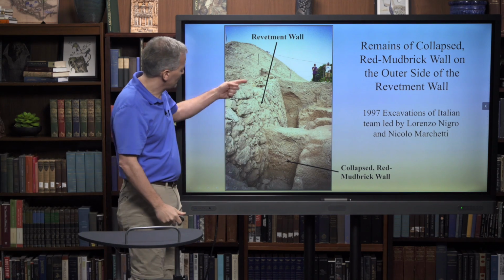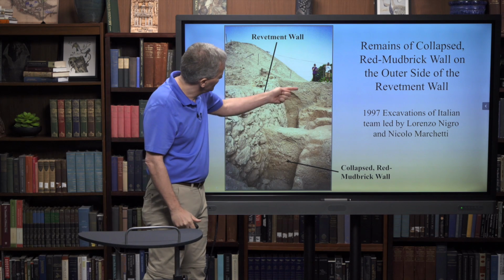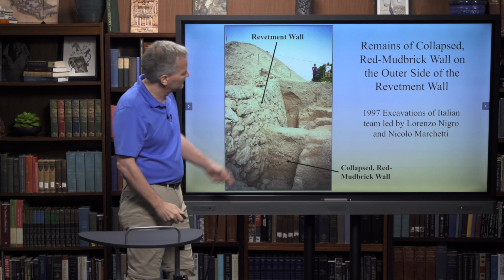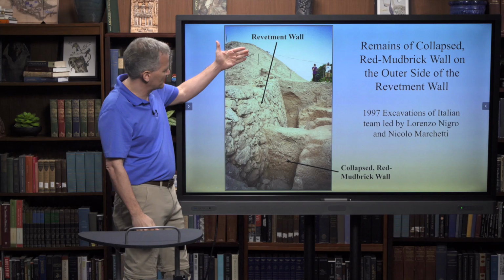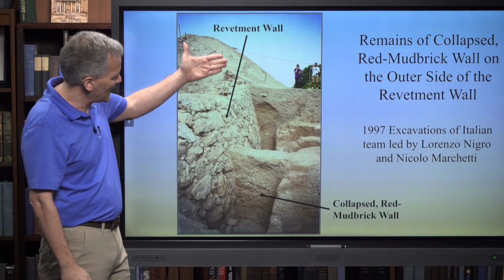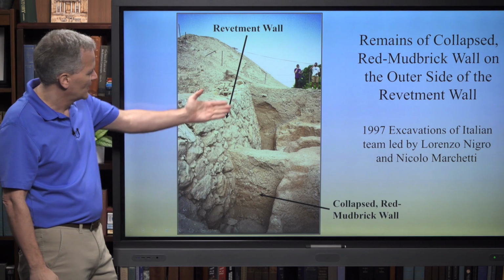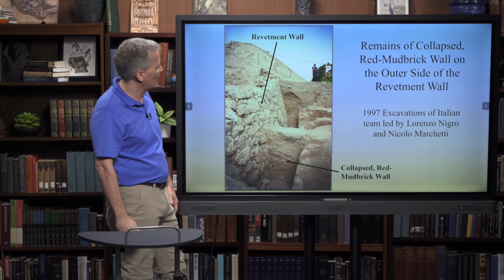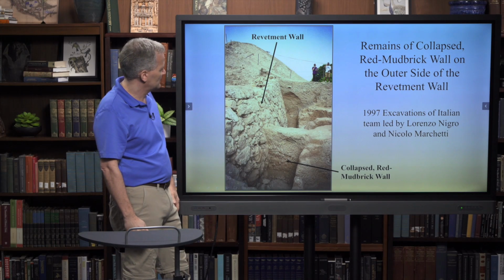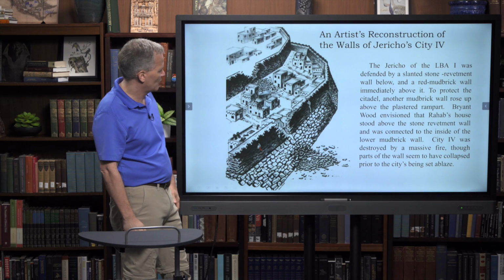So this is part of that revetment wall, and here you see red mud brick, the red mud brick collapse. This is from the more recent Italian team that did a little bit of excavation at the site at Jericho, showing red mud brick that had fallen down against the revetment wall.